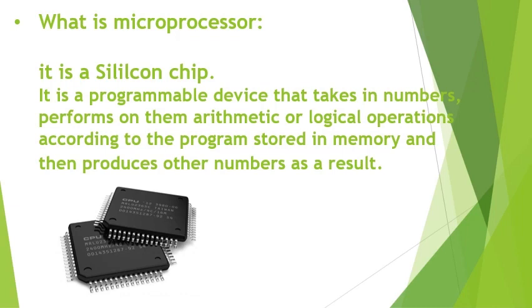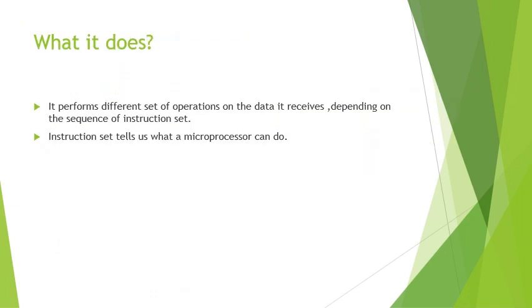A microprocessor performs different sets of operations on the data it receives, depending on the sequence of instructions. Each microprocessor is designed to execute a specific group of operations. This specific group of operations is called the instruction set. The instruction set tells us what a microprocessor can do.